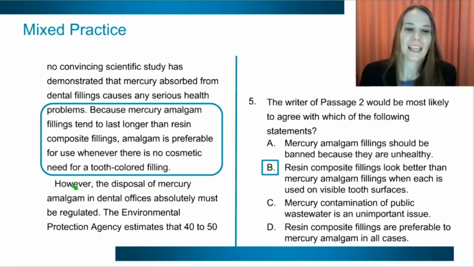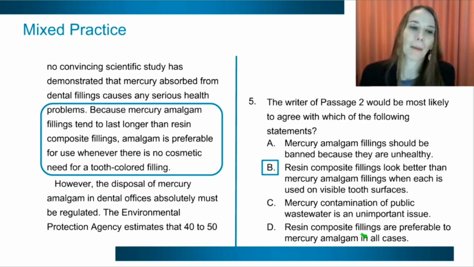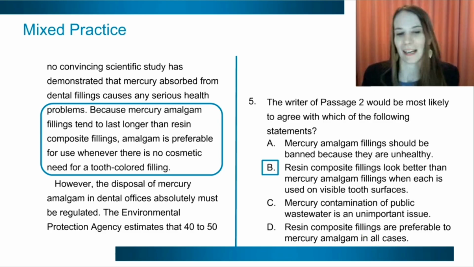Now, answer choice C is also the opposite, right? The author says that this contamination is a very important issue. That's why there must be regulation to avoid it. And "all" is another very extreme word. The author doesn't say that these resin composite fillings are preferable in all cases. In fact, the author says the mercury fillings are preferable in many cases, except for when there's a cosmetic need to fix it. And that is why we can have some good strong proof for answer choice B.